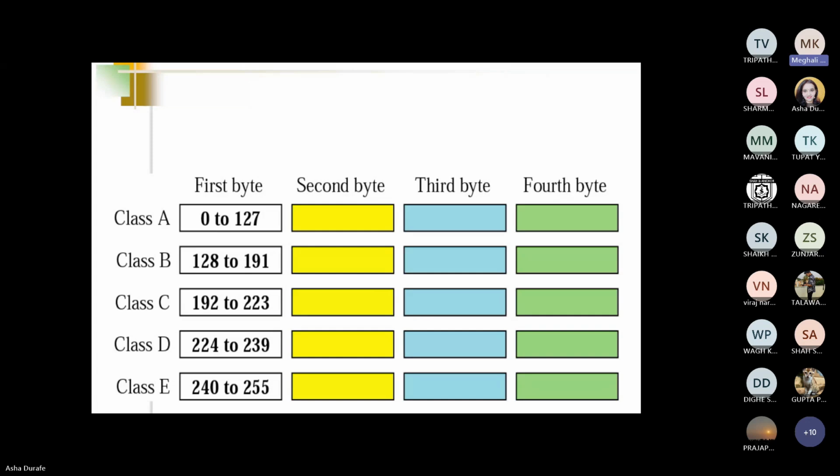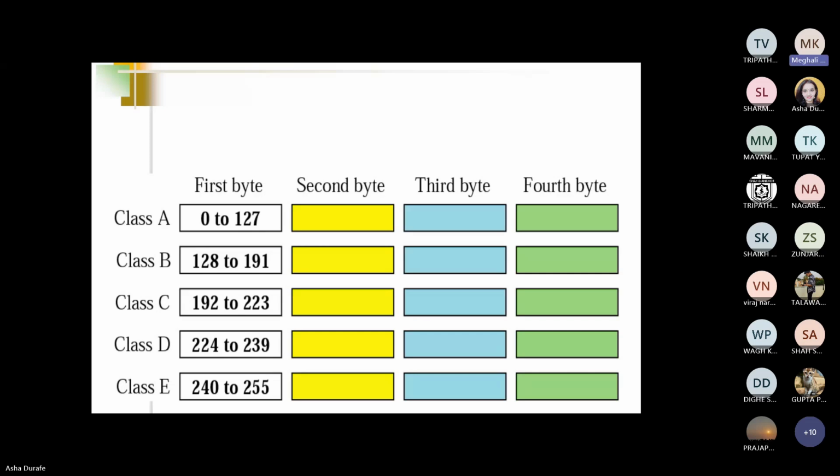What is the size of an IPv4 address? How many bits does it consist of? 32-bit. The 32 bits are represented in 4 octets, 4 bytes, each of 8 bits. So 8 bits, how much value can it take in binary? 2 raised to 8, isn't it? So 2 raised to 8 is 256. If you start from 0, it becomes 0 to 255. So each byte can take values only from 0 to 255. Hence, we cannot have an IP address value greater than 255.